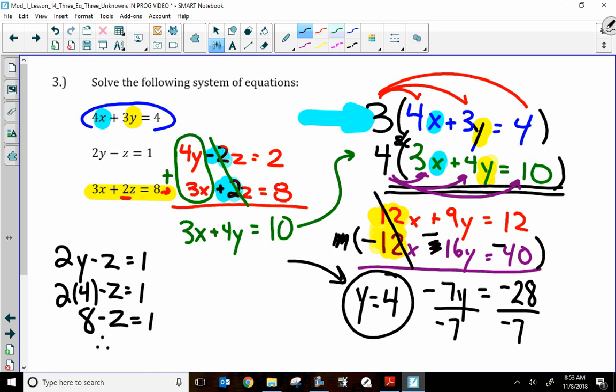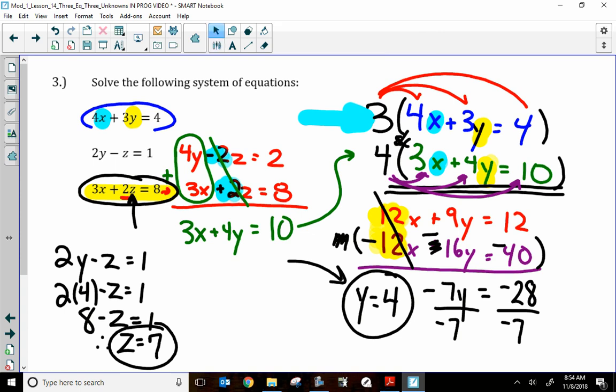I hope you should know at this point that 8 minus 7 is 1. So now I have my y and my z. All right? And you know what? I need to find an x. I'm going to use this equation right here. I'm going to plug my z in, and I'm going to find out what x is.